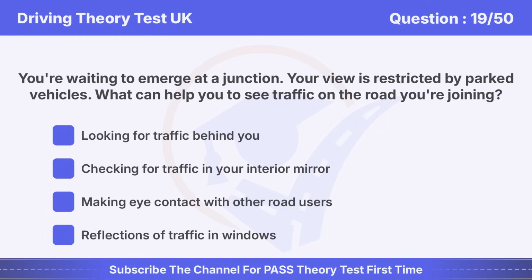Question 19. You're waiting to emerge at a junction. Your view is restricted by parked vehicles. What can help you to see traffic on the road you're joining? Option A. Looking for traffic behind you. B. Checking for traffic in your interior mirror. C. Making eye contact with other road users. D. Reflections of traffic in windows.